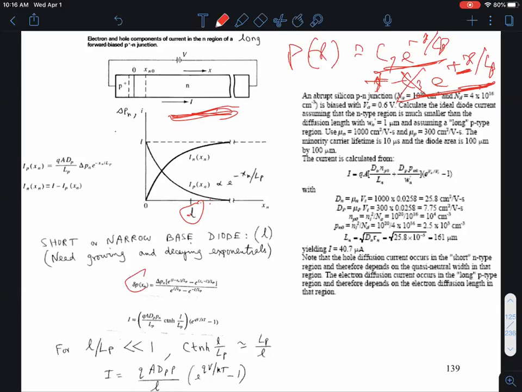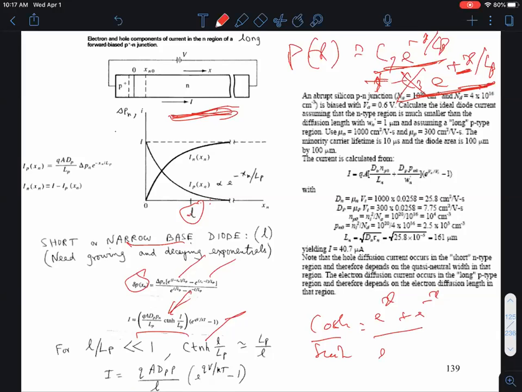So that's why in a short diode, or a so-called narrow base diode, you have both the decaying exponential and the growing exponential term. The analysis is the same kind of analysis, but now you have growing and decaying exponentials, and that results in hyperbolic functions, cosh and sinh, and so on. And then you have cotangent hyperbolic as shown over here, for the IV. Now, cotangent hyperbolic is the ratio of cosh over sinh. Cosh is e to the power x plus e to the power minus x over 2.